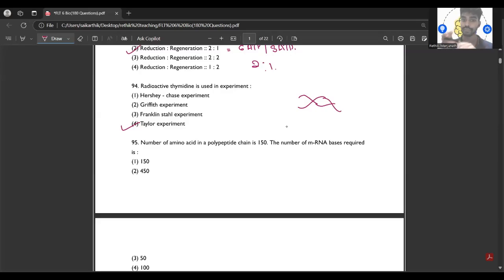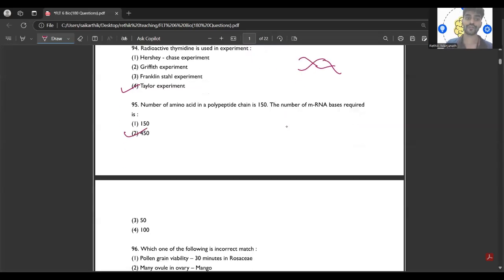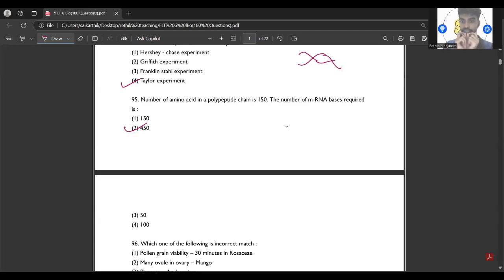Coming to the 95th question, students: the number of amino acids in the polypeptide chain is 150, and the number of mRNA bases required is what? So that is the question. It is very simple: 450. How? One hint I can give you right now is that each amino acid is coded by codons, correct? These codons consist of three mRNA bases. So it will be 150 into 3. As a result, 450 is required.